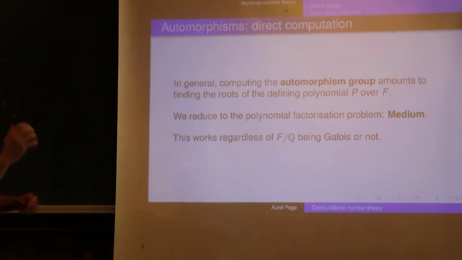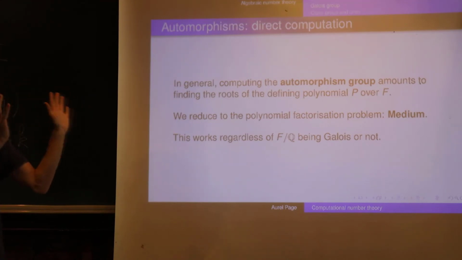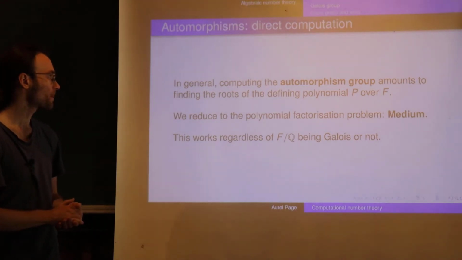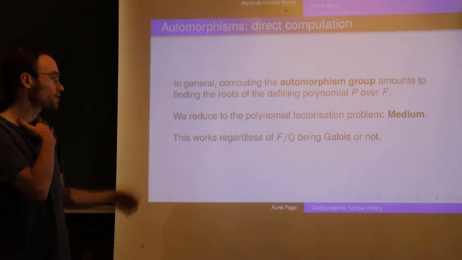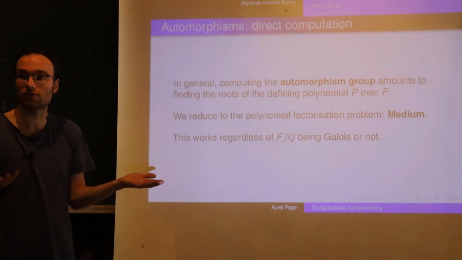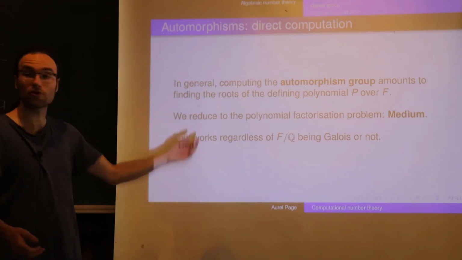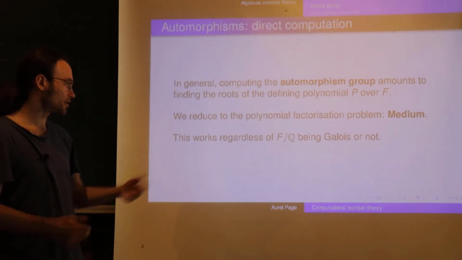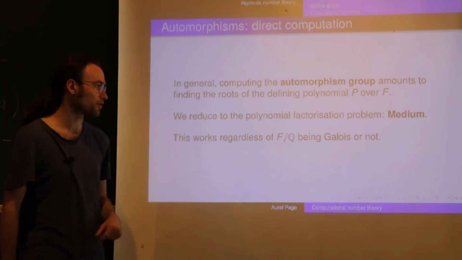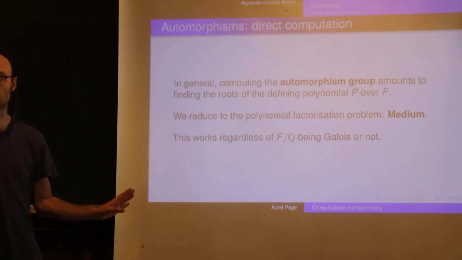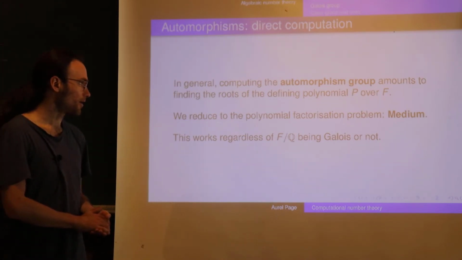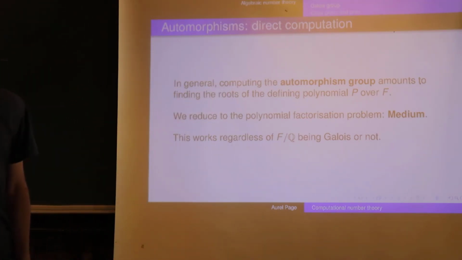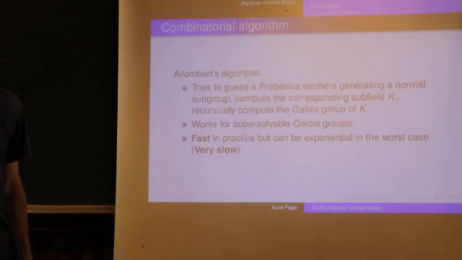Okay, so first, I will consider the first problem where you assume that f is actually Galois. So here, computing the Galois group and the automorphism group is the same problem. So in general, you can compute the automorphism group, as we said, just by finding the roots of the defining polynomial. So it's just a polynomial factorization problem. We have a polynomial time algorithm for this. And this works for the automorphism group regardless of whether f is Galois or not. You can always do this. So it's polynomial time. It's a medium speed algorithm, but you can actually do faster than this generic method.